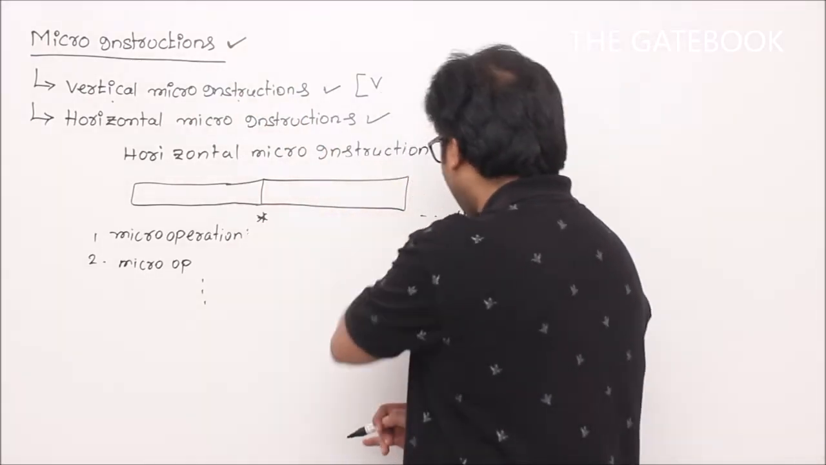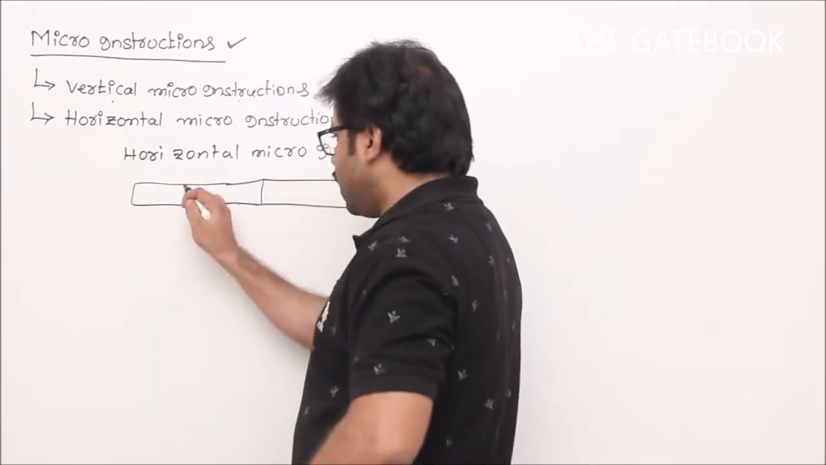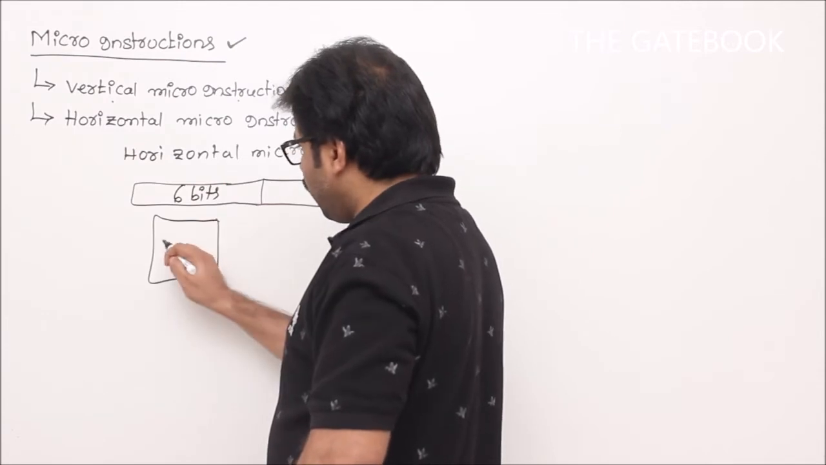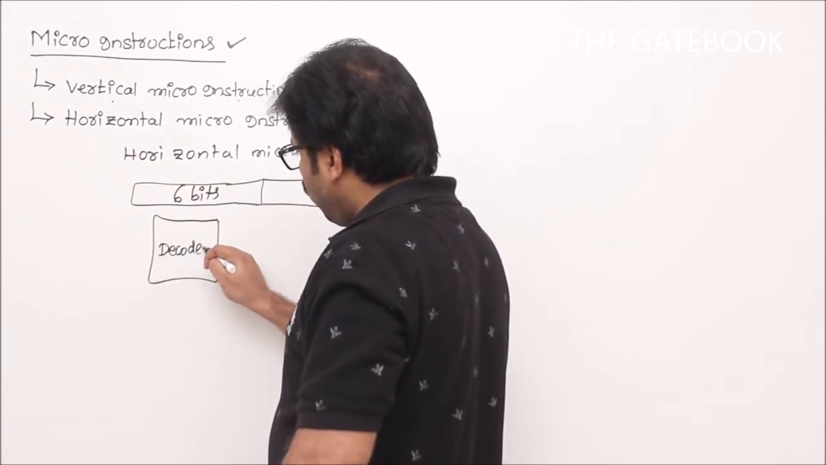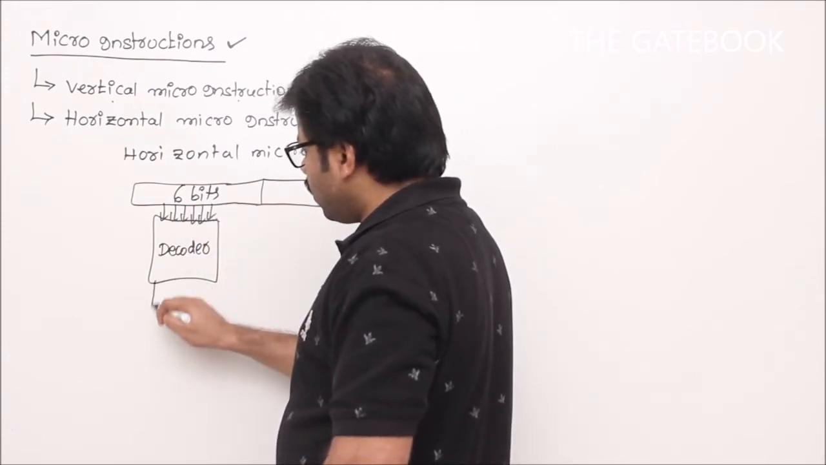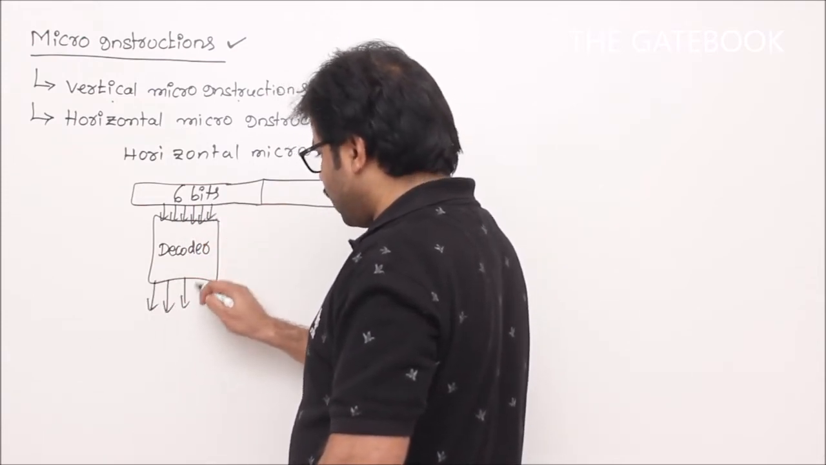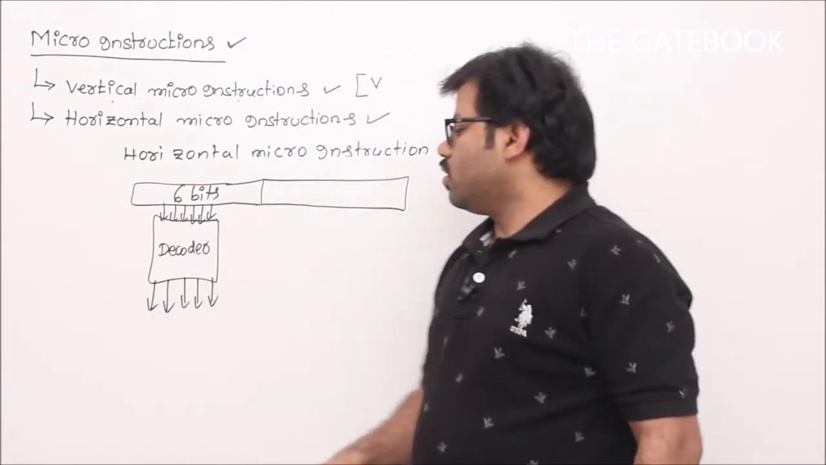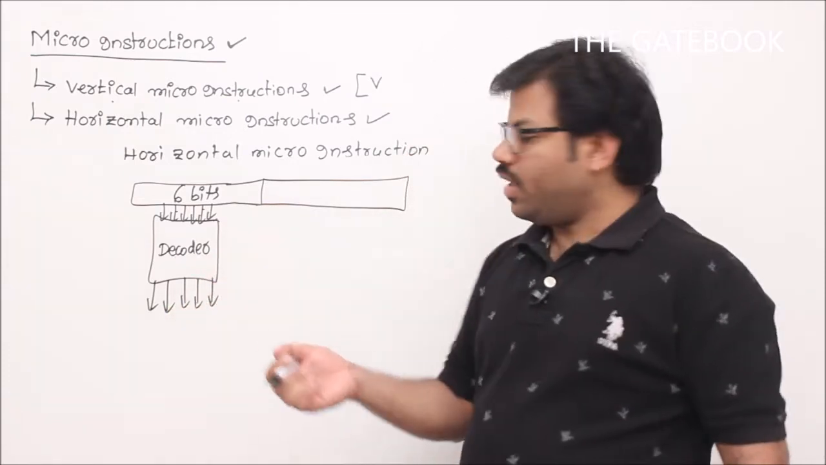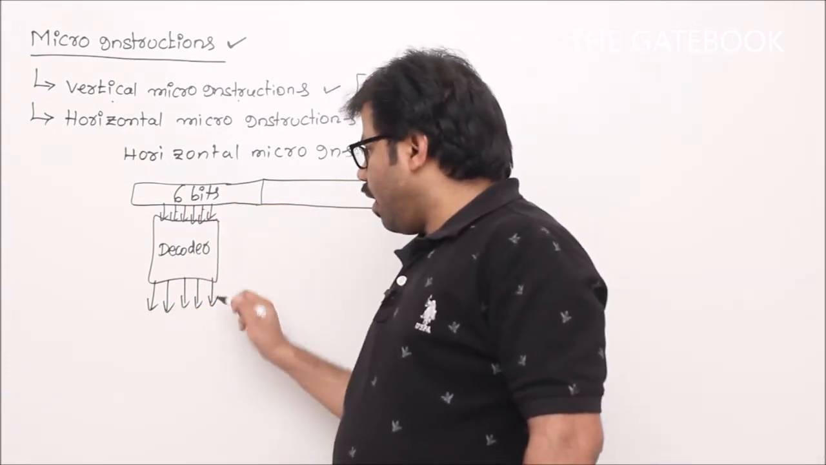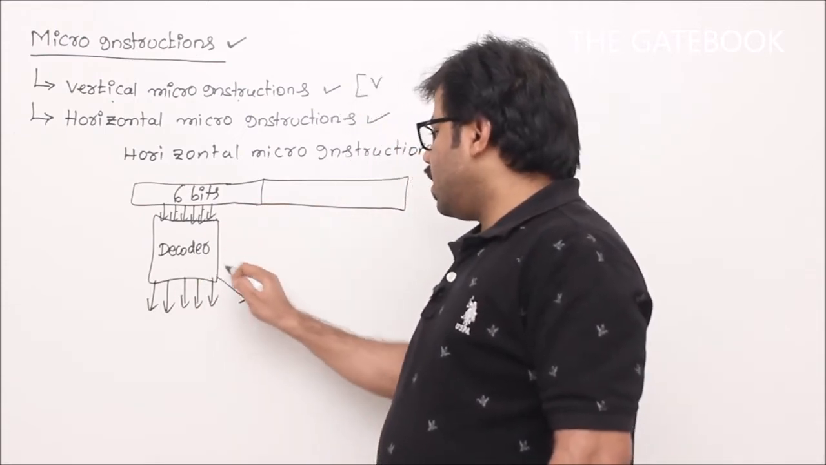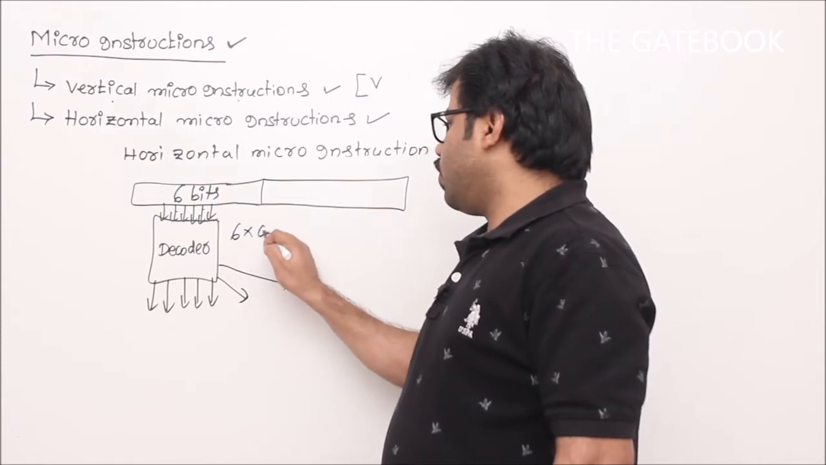Then rather than using 64 bits like the horizontal micro instruction, we can do some optimization. Only use 6 bits. Now use a decoder, which you have studied in digital. This decoder can take 6 bits as input and generate one of the 64 patterns. So if you give a 6-bit input, it can generate 64 different signals. We can design a 6 to 64 decoder.